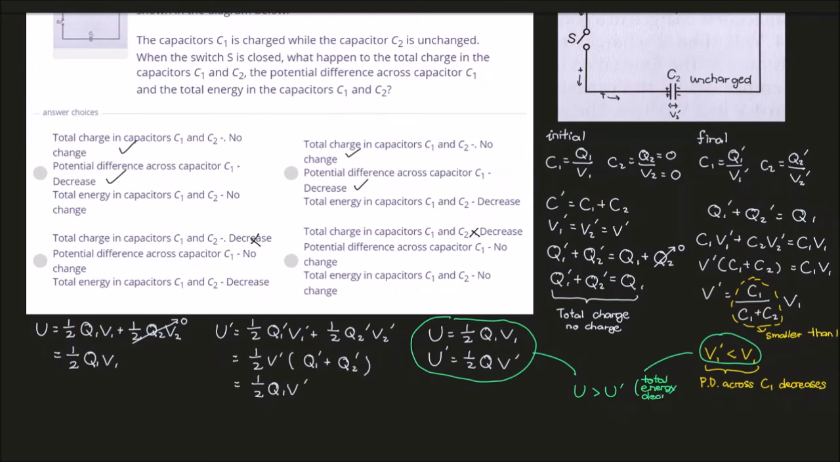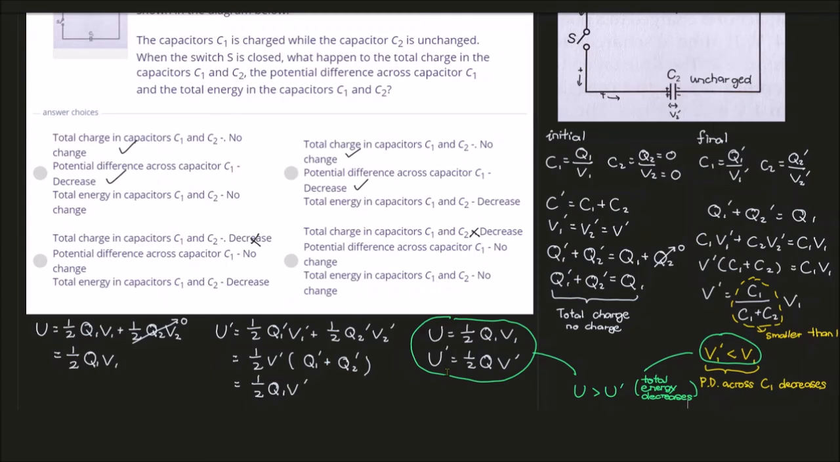Okay, so we derive this total energy decreases based on the fact that the potential difference across C1 decreases. So V prime is smaller than V1. That's why U prime is smaller than U. So if U is greater than U prime, then it means the total energy actually decreases. Initial bigger, final smaller, decreases.